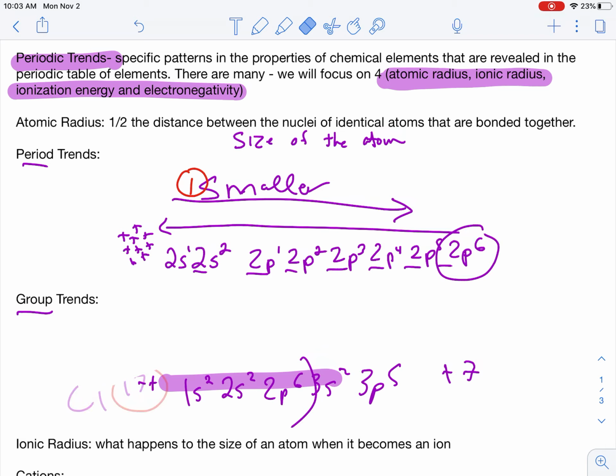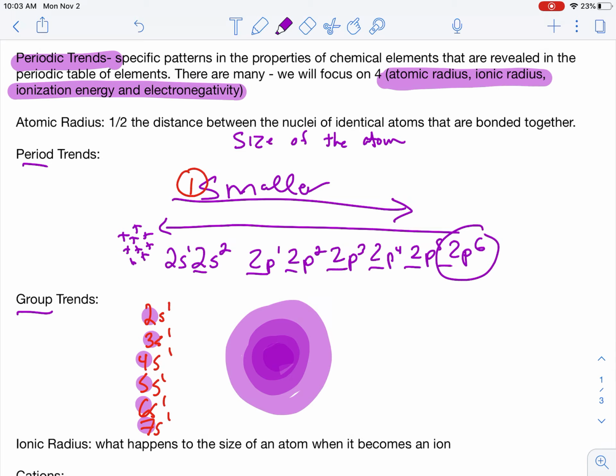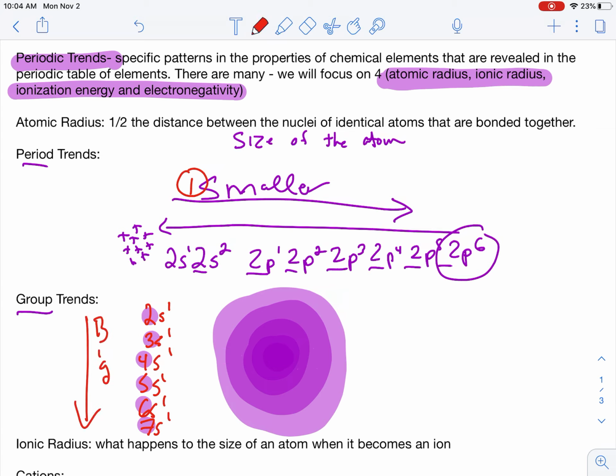I'm going to erase this stuff and take a look at our group trends. So our group trends, if I just go down the alkali metals, maybe we'll go 2s1, 3s1, 4s1, 5s1, 6s1, 7s1. You should see now that I have these shells that are stacking on top of each other. If we remember, we had 1s, 2s, 3s, 4s, 5s. So moving down the periodic table from top to bottom, all these shells stack on top of each other. The result is the atom gets bigger.